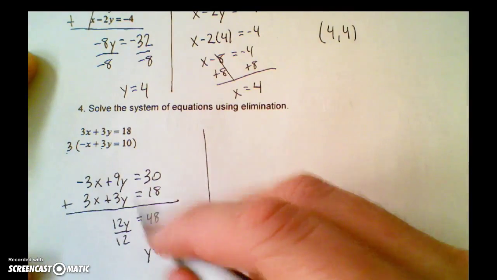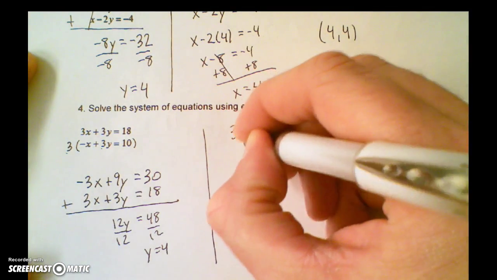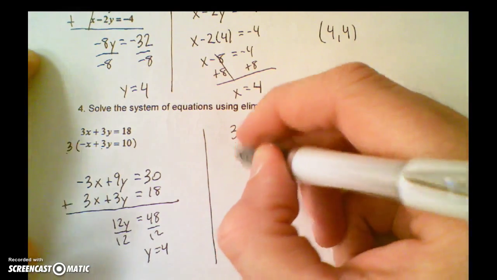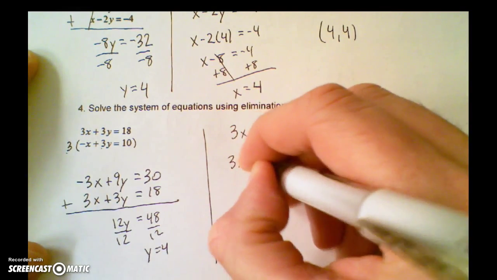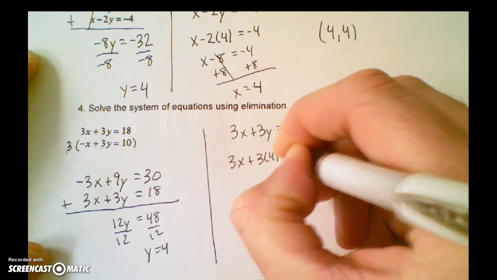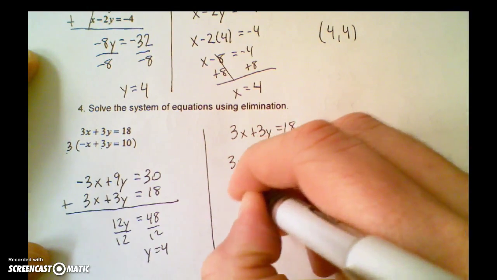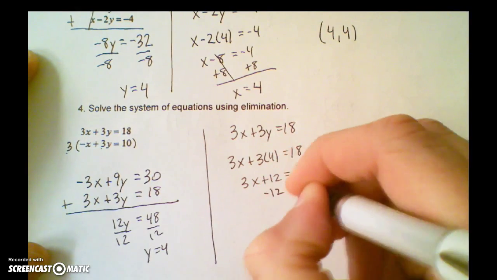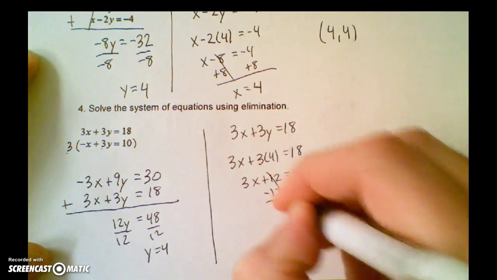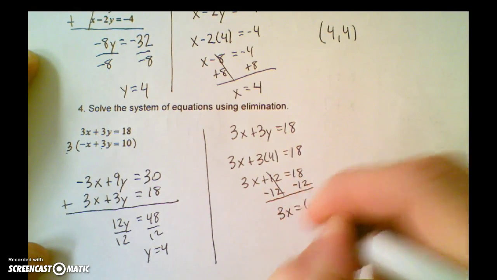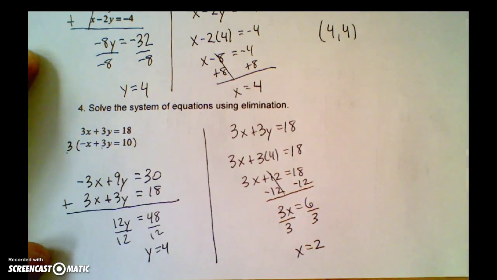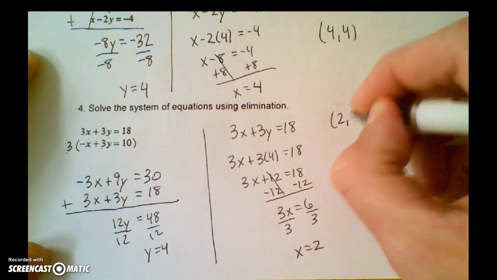Plugging in 4 for y into either equation, I'll use the first one. Subtract 12 on both sides. 3x equals 6. Divide by 3. X equals 2. So my solution is 2, 4.